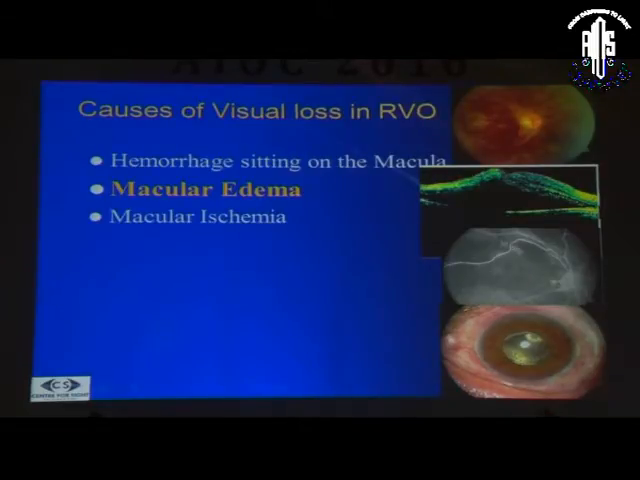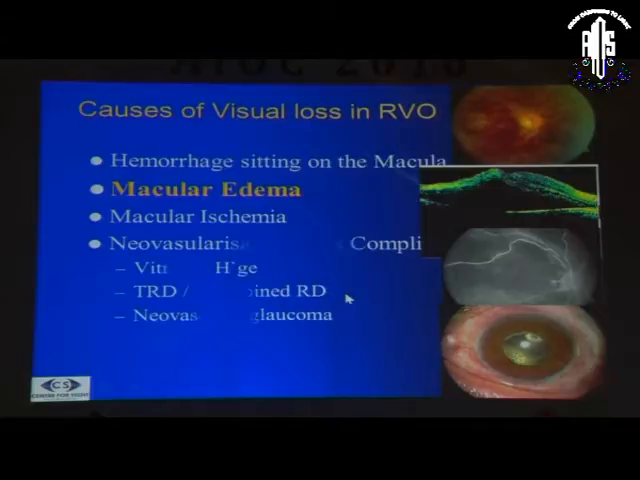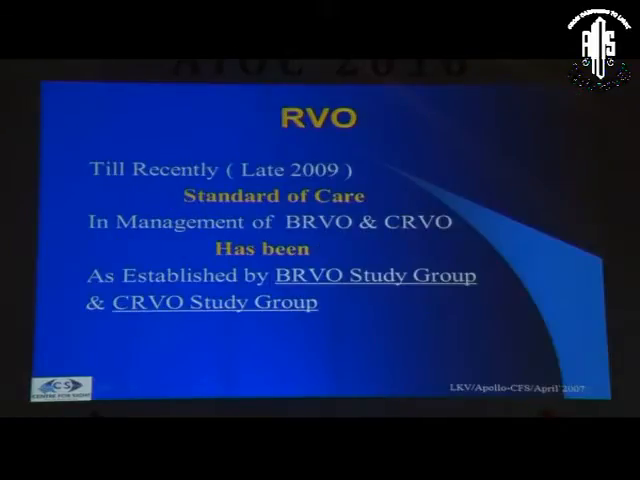Or macular ischemia, as shown in the angiogram, could account for poor vision in a particular patient of RVO. Another thing is the consequences, like neovascular complications, where a patient may have a vitreous hemorrhage or TRD or combined TRD or neovascular glaucoma. So before we jump on the treatment, every patient can't just be shoved into Avastin. You need to identify whether the patient requires these things or not. So please see what is causing the loss of vision in an RVO.